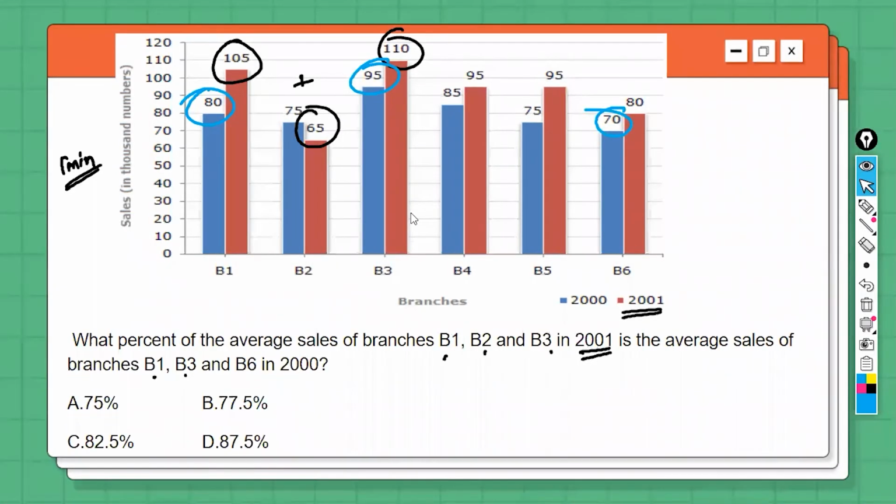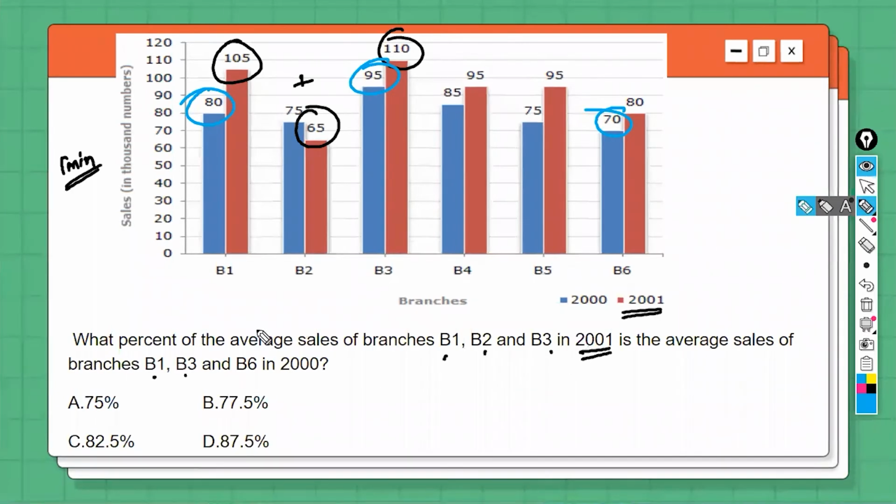Somebody has mentioned the answer option as D. We will just do it. Okay, say what percentage of average sales of these three branches, B1, B2, B3.